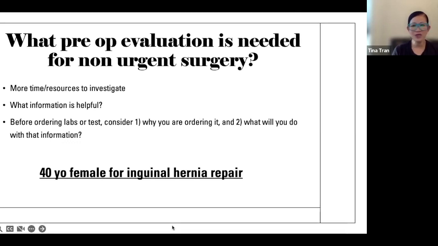So let's say I'm just going to make up a patient, a 40-year-old female for inguinal hernia repair. What information would you need before going in and administering anesthesia?